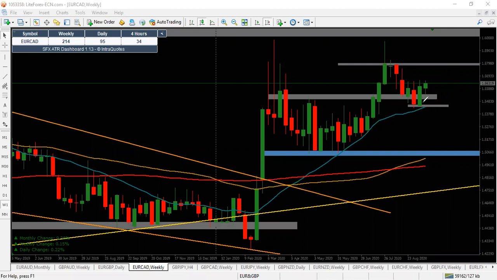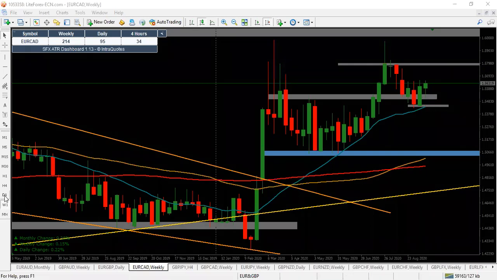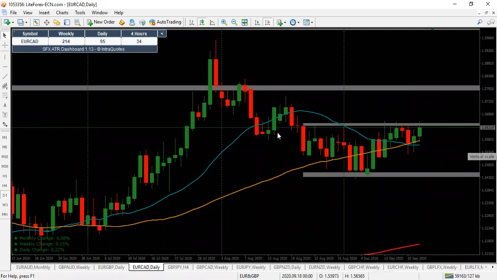The reason why I want to do that is because I didn't want to wait on the daily. I don't want to wait on the weekly to confirm that. I want to wait on the daily because this was a bullish setup here.